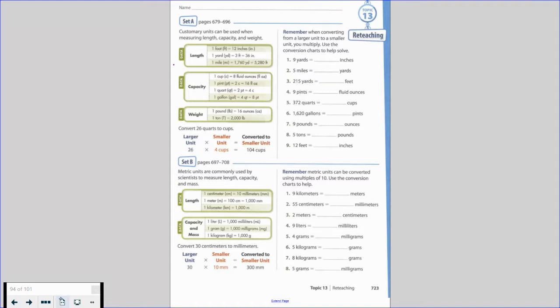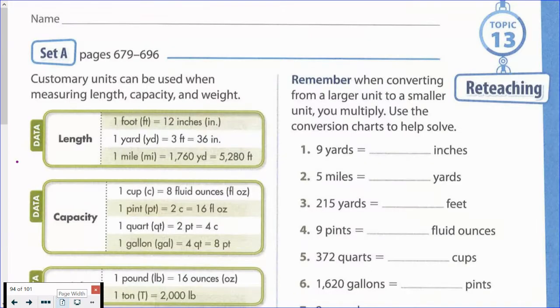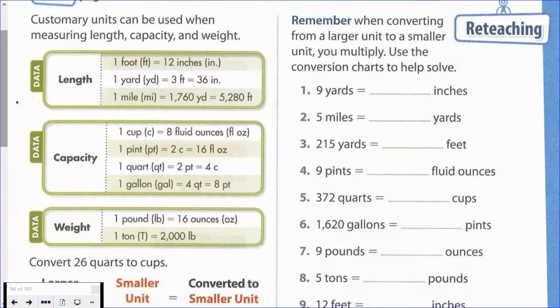So you should right now be in your math book on page 723 so you can follow along. One of the great things that your math book has done for you is putting the conversions charts right here on the side, so that way you have them, because you're going to notice everything in set A is dealing with customary units. So some of the questions could be length, some of the questions could be capacity, some of the questions could be weight. They're going to be all mixed up. So you're going to have to pay extra attention to what you're working with. So we're going to work on just a few of these together.